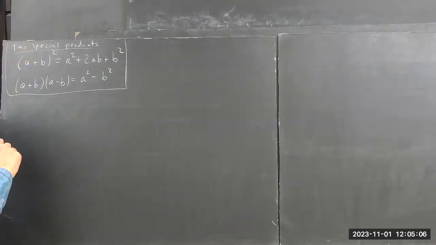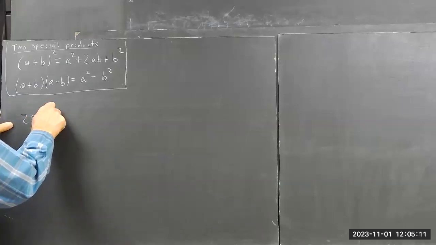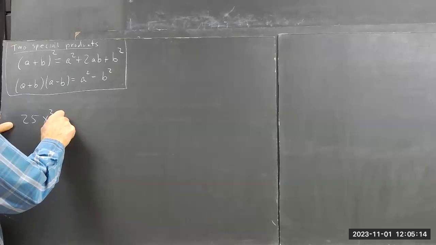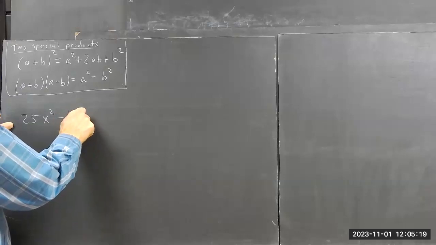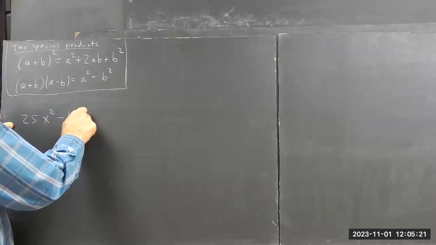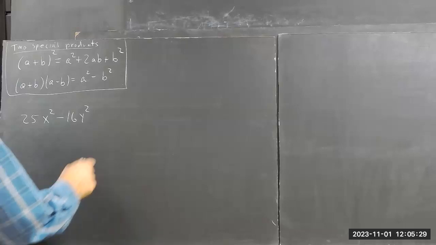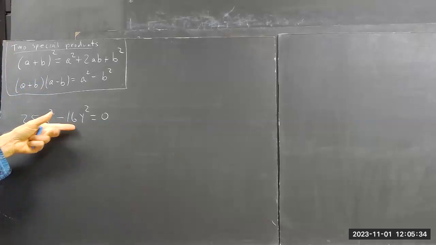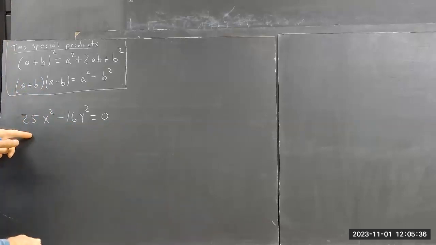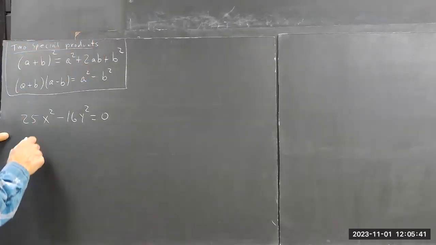Okay, so let's say we have an equation like 25x squared minus 16y squared equals 0. Now, think about where we're going to go with this. This is just an example of an a squared minus b squared.